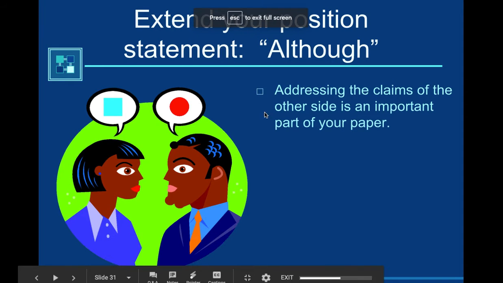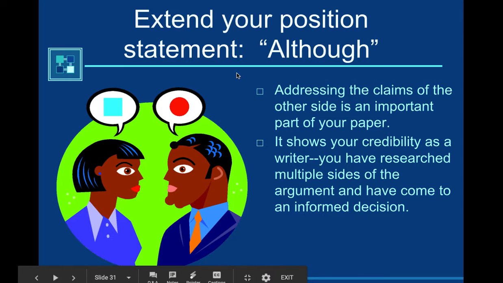So first I'd like to talk about the idea of extending your position through a counterclaim. Something that's really important in research writing is to show your reader that you have considered multiple sides of your issues, that you are not picking something just because it's your personal belief, but that you are selecting something after careful consideration of both sides. So a counterclaim will address the claims of the other side. It also shows your credibility as a writer, that you have researched multiple sides of the argument and that you have come to an informed decision.